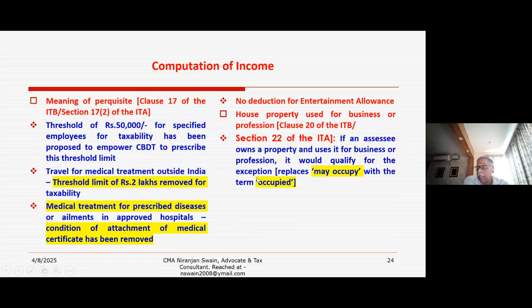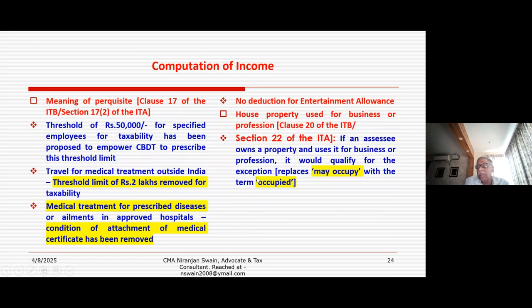You are first mentally harassed because somebody is falling sick and you take them for foreign treatment. Second, the medical treatment is exempted, but the travel is more costly. In that case, exemption was available only up to the threshold limit of 2 lakhs. So that has been removed. No threshold limit has been kept.